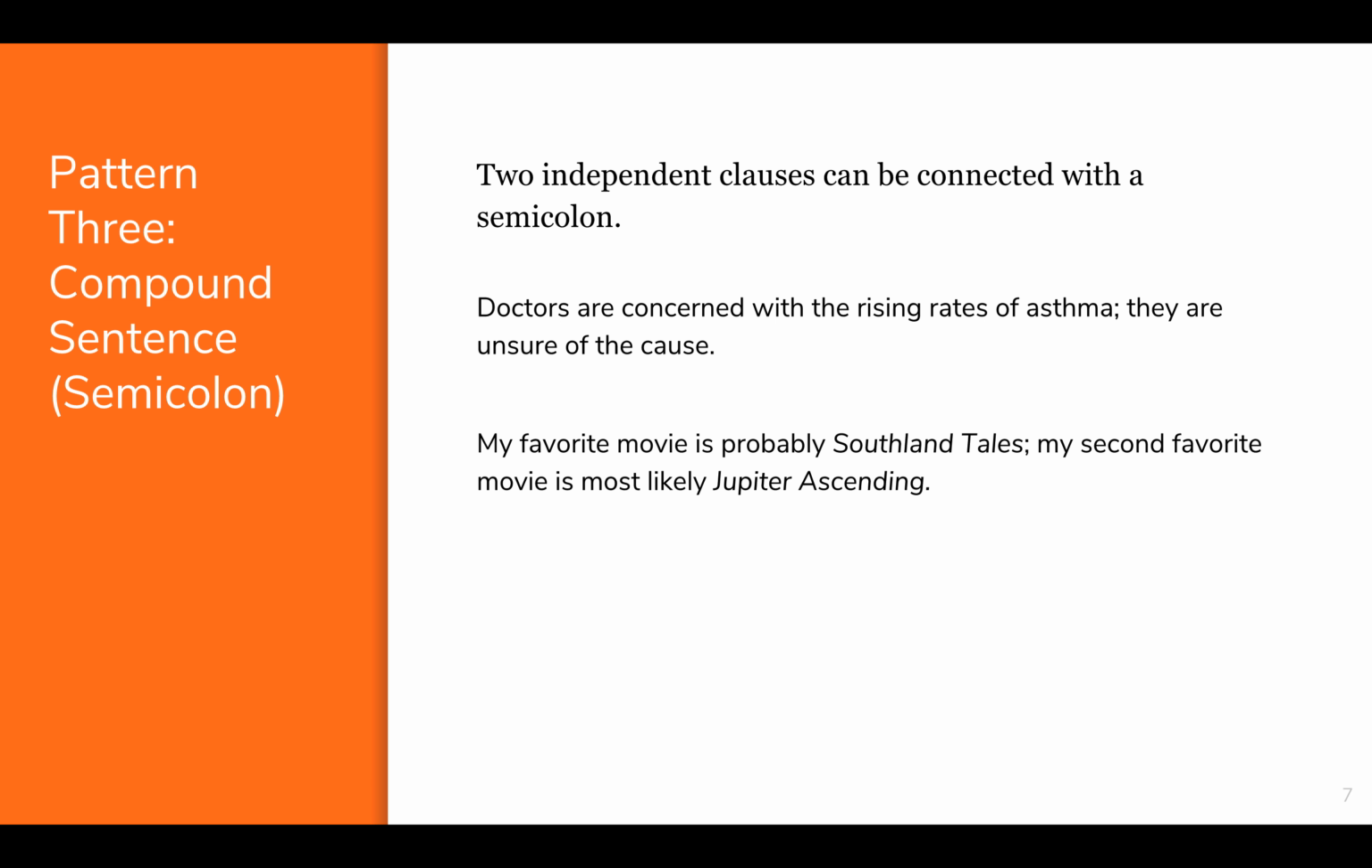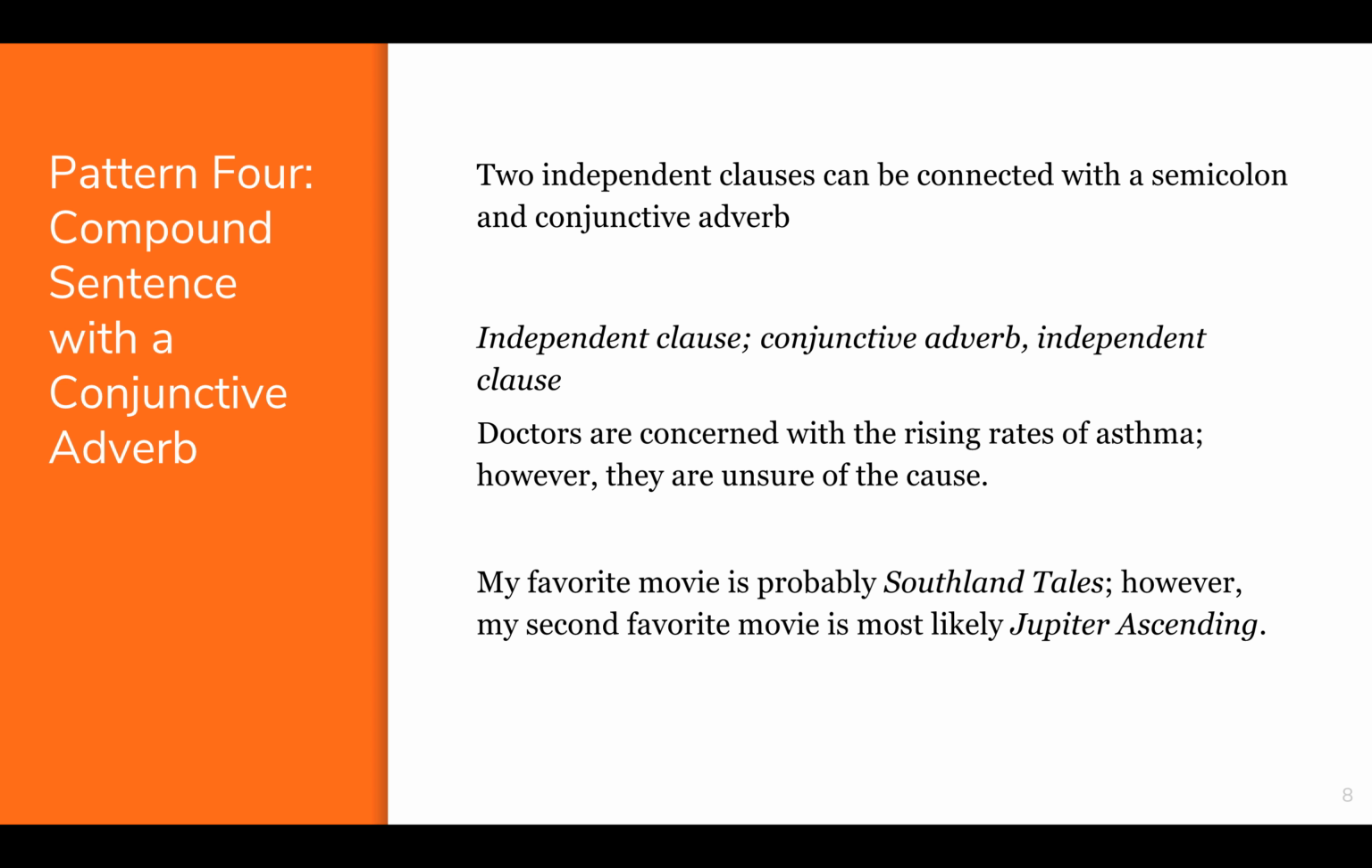Another type of compound sentence is connecting two independent clauses with a semicolon. So using the same examples, unlike a coordinating conjunction, you don't need an actual conjunction word. You can just use a semicolon to connect two independent clauses together. For instance, doctors are concerned with the rising rates of asthma, semicolon, they are unsure of the cause. Or my favorite movie is probably Southland Tales, semicolon, my second favorite movie is most likely Jupiter Ascending.